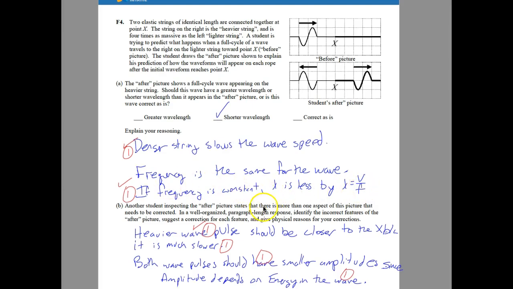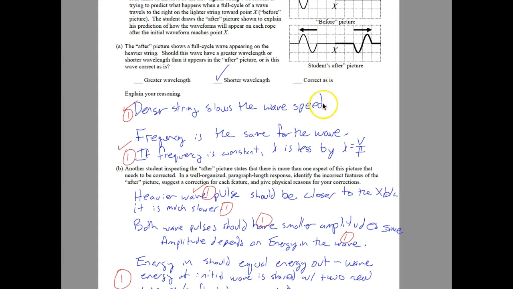So another student is looking at that after picture saying there's more than one aspect of the picture that needs to be corrected. So in a well-organized paragraph length response, we have to figure out what those features are and then figure out how to fix it and give physical reasons for our correction.